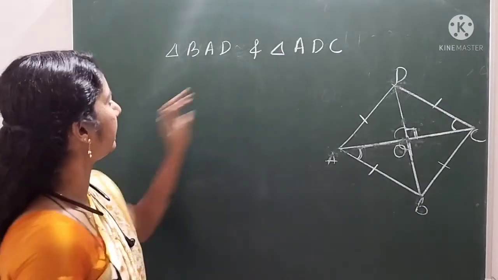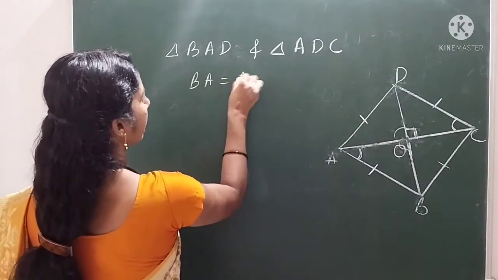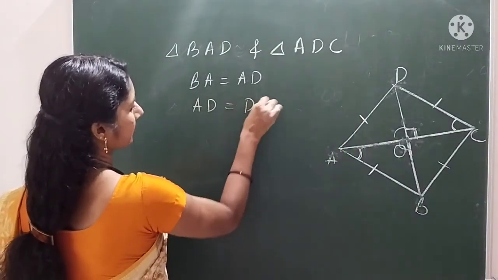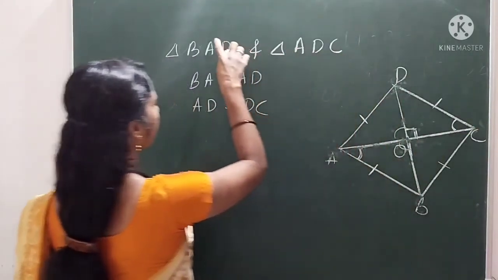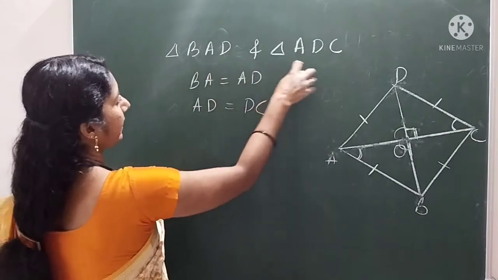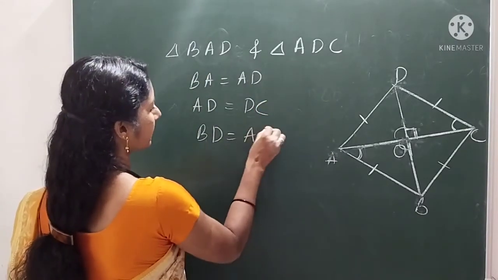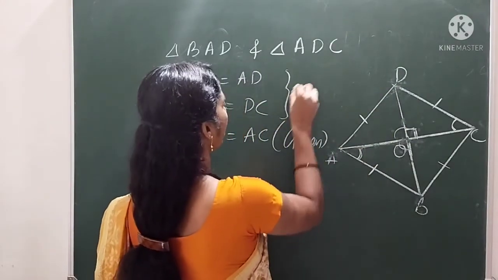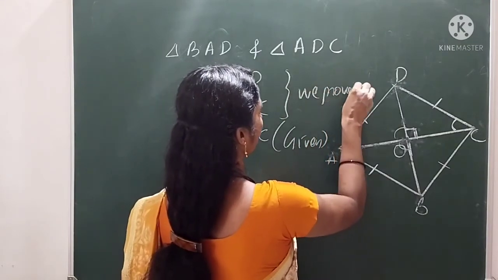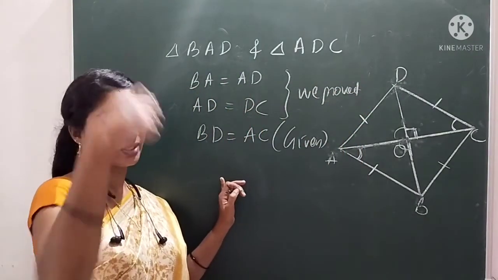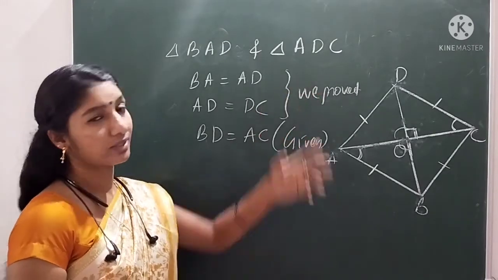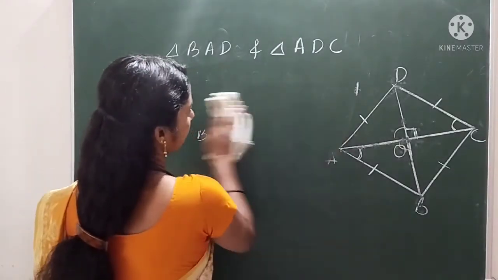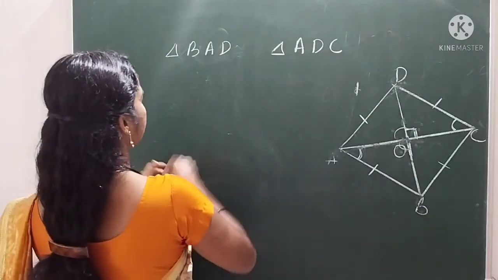What about BA and AD? BA is equal to AD. What about AD and DC? AD is equal to DC. What about BD and AC? BD and AC are equal, given. This we proved above. If you are naming the equations, you can write the reason as from 1, from 2 like that. All the sides are equal, so by SSS criteria, we get these two triangles are congruent.